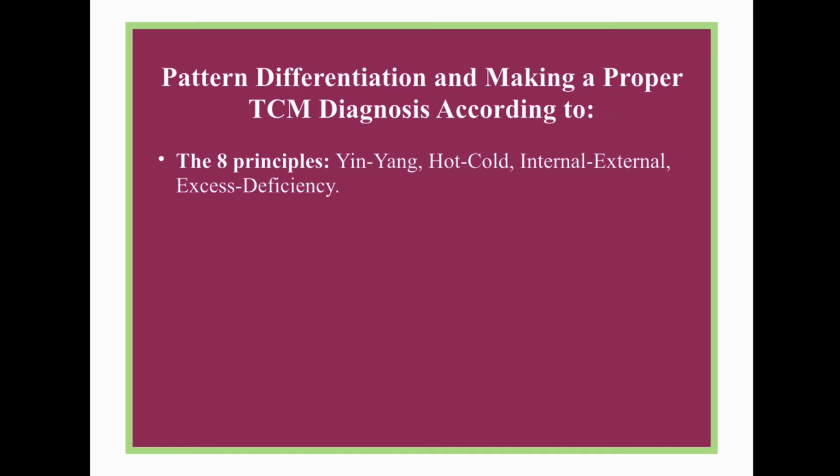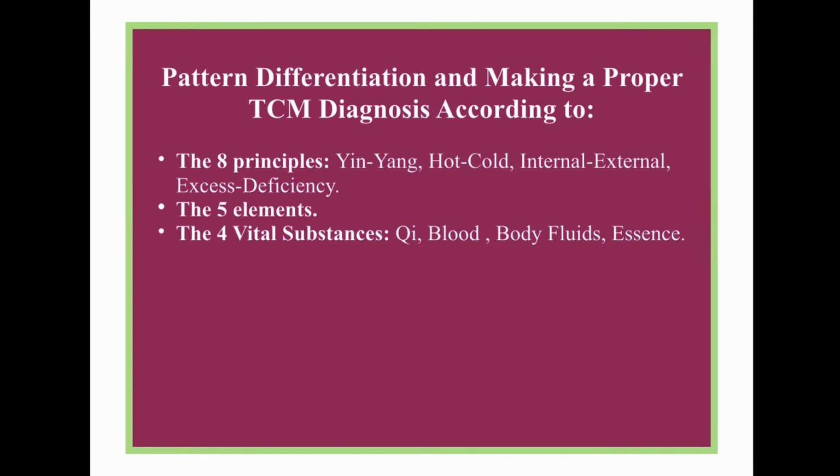That's what this lecture is all about. Once we have used the 8 principles, we can look at going more in depth. We can use the 5-element theory. We can use the 4 vital substances, which are qi, blood, body fluid, essence. With the 5-element theory, a diagnosis would be wood over-controlling earth, or liver over-controlling spleen, for example, which means probably a liver that's being stressed and that's depleting the digestive system or the spleen.